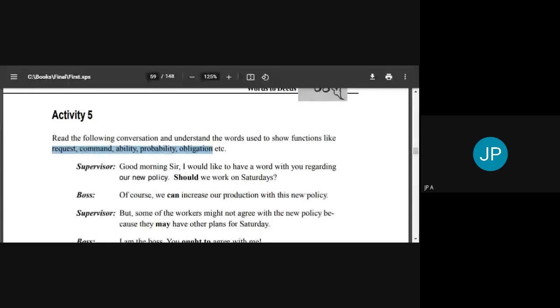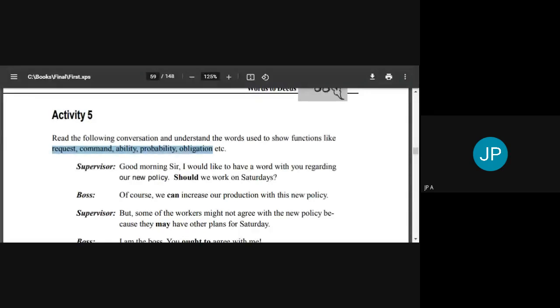So let us look at the first dialogue. Good morning, sir. I would like to have a word with you regarding our new policy. Should we work on Saturdays? Here, it is obligation. Obligation means need. Should we work on Saturdays? It is need or necessity. Need, necessity. These are all indicated by obligation.